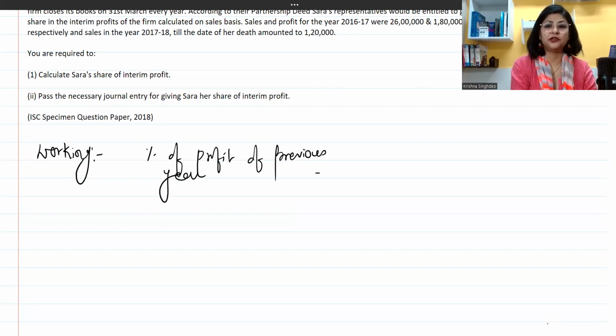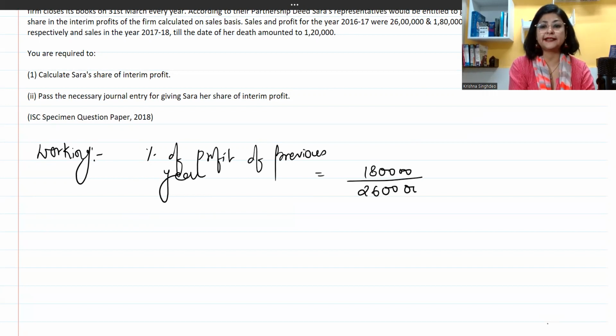And here I am going to write 1,80,000, which was previous year's profit, divided by previous year's turnover, which was 26 lakh, and multiplied by 100. So by doing this, what am I going to get? I am getting the share of profit of previous year, the percentage of profit of previous year.